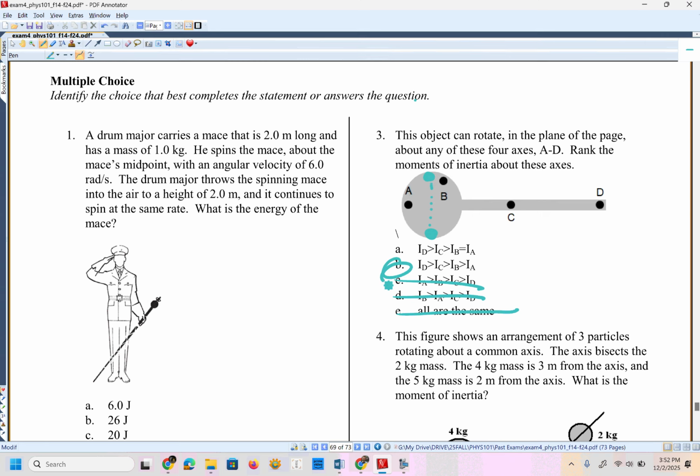Follow that approach on the exam because you'll be able to identify the biggest moment of inertia pretty easily. Just look for which point has the most mass furthest from that point, and that'll tell you what is the biggest moment of inertia. And then look at the options.